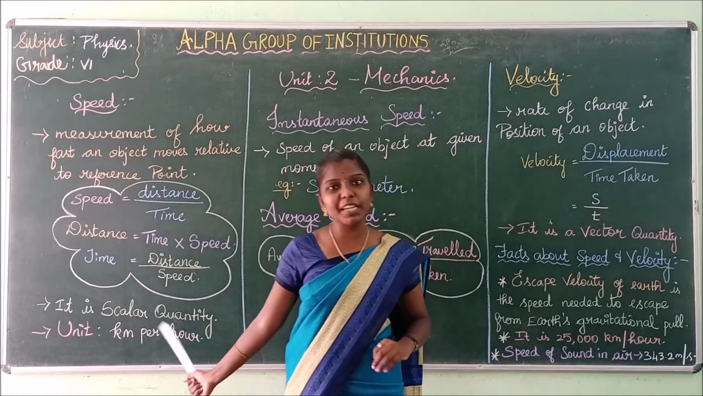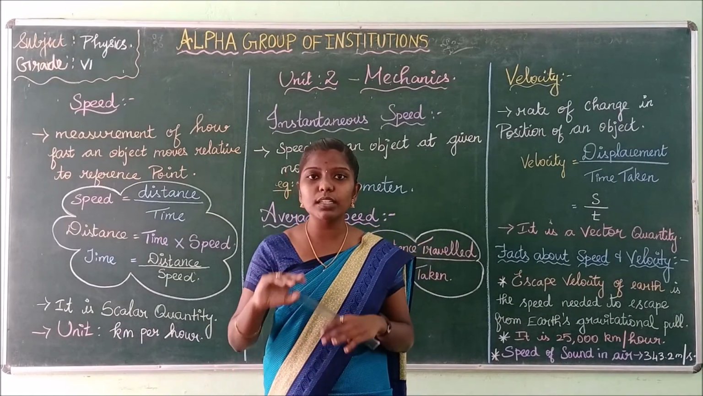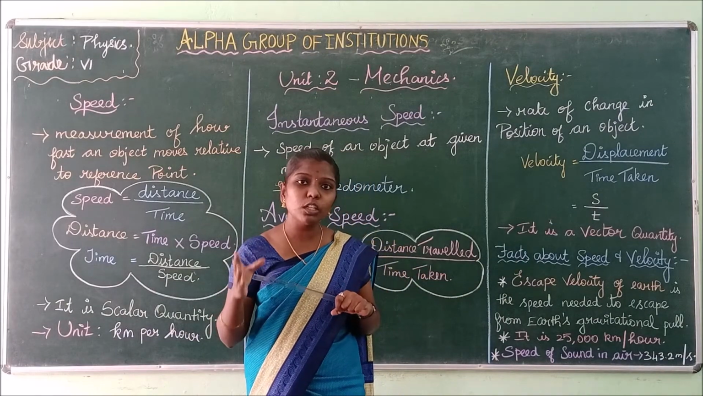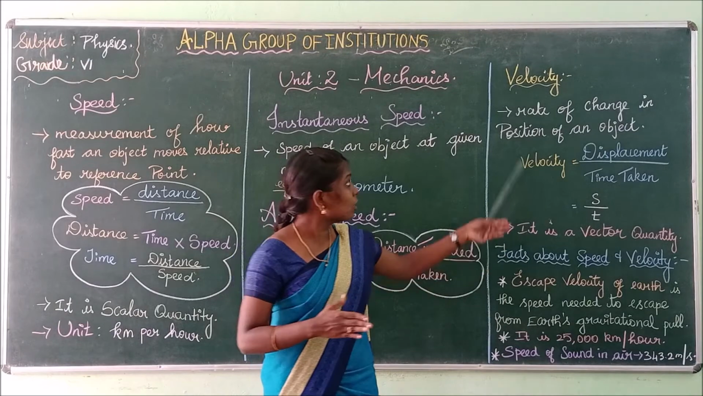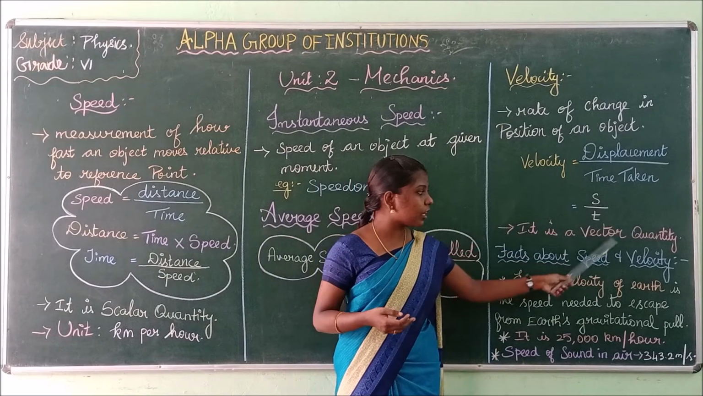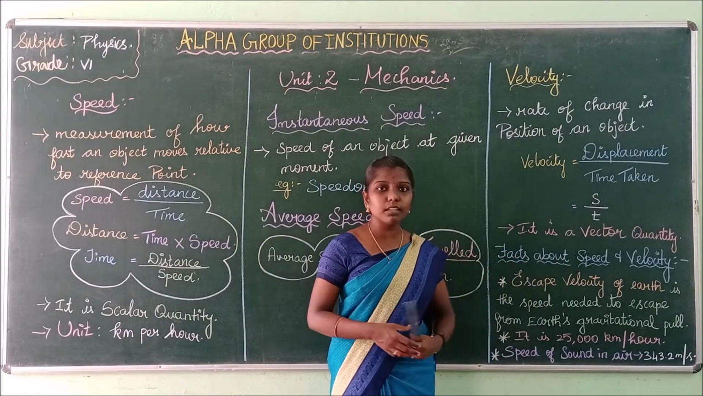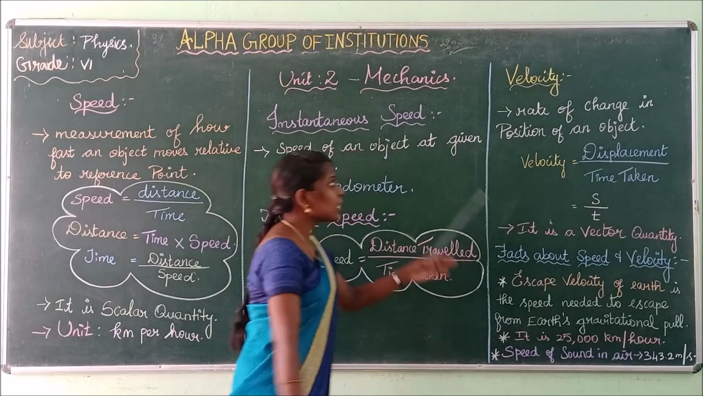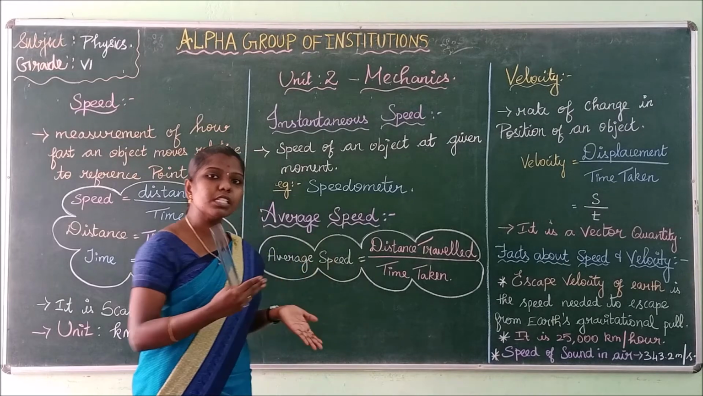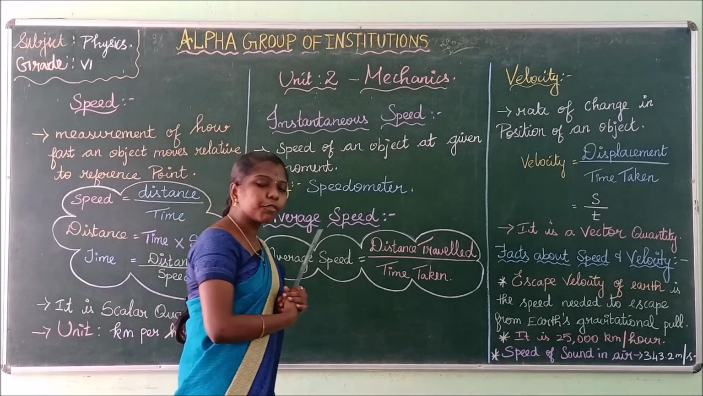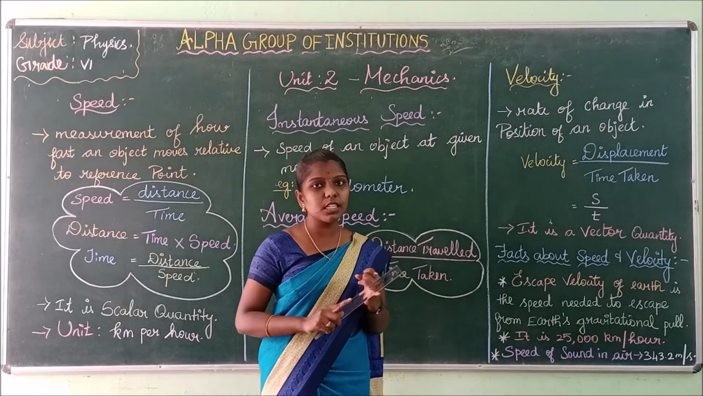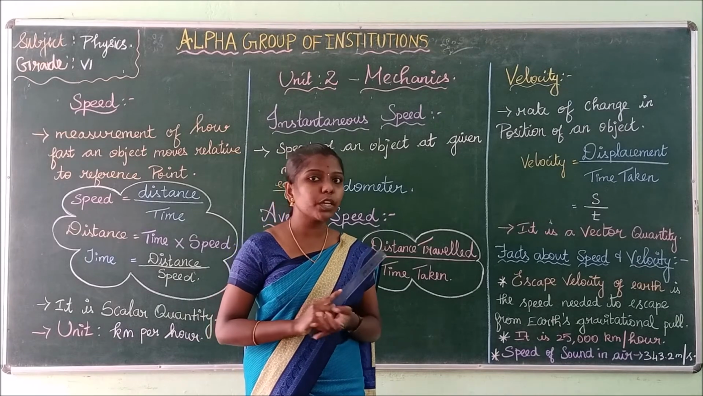As I have said before, speed is a scalar quantity as it has only magnitude. Vector quantities are the quantities that have both magnitude and direction. So velocity has both magnitude and direction, so it is called a vector quantity. Speed is a scalar quantity. Velocity is a vector quantity. This is the difference between speed and velocity. If they ask you to write the difference between speed and velocity, you can write this point.